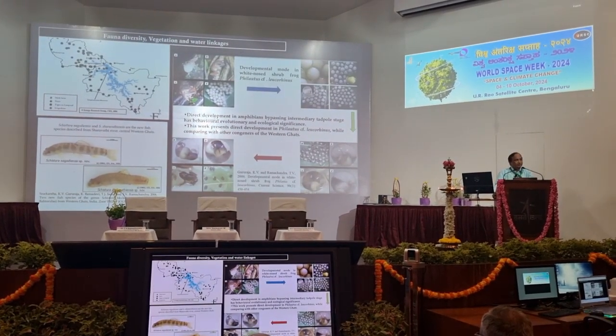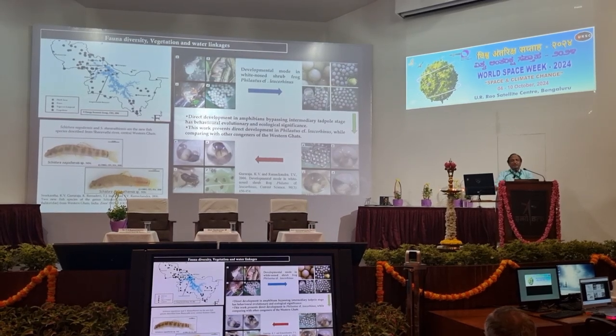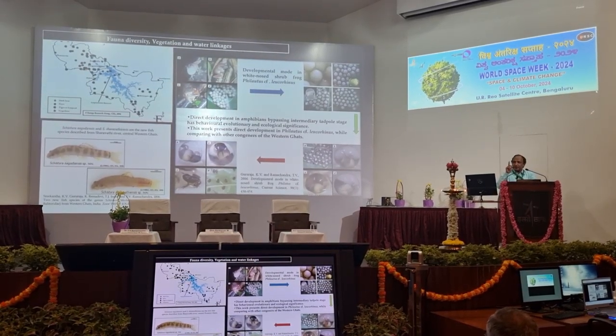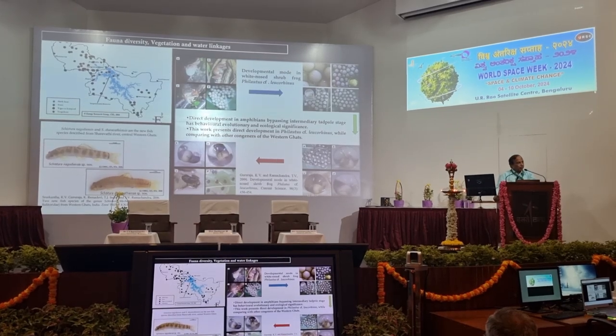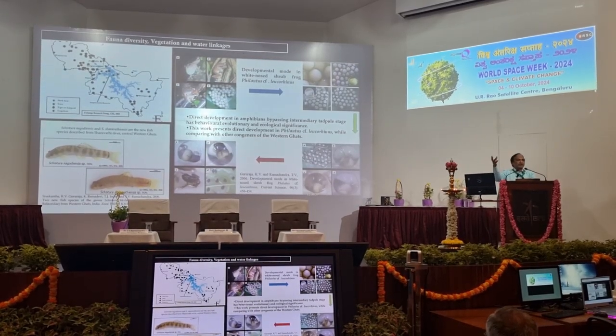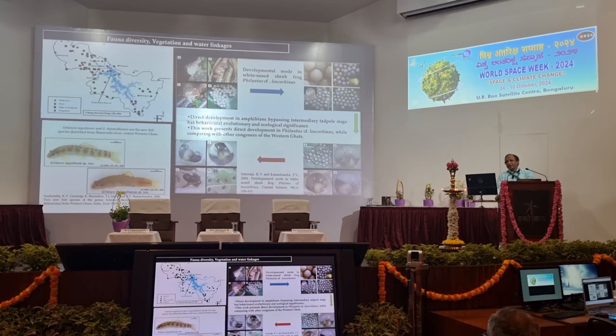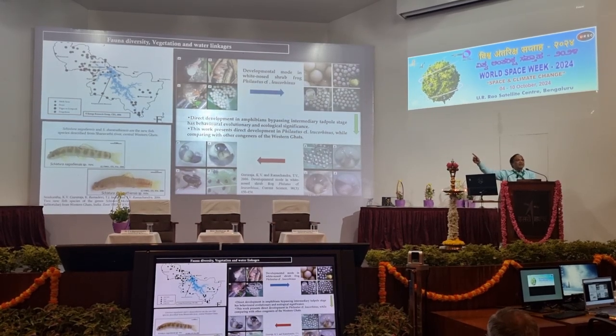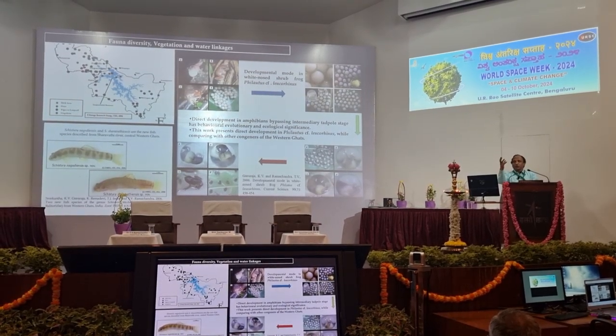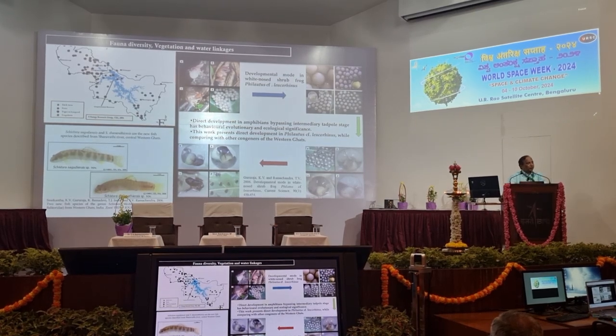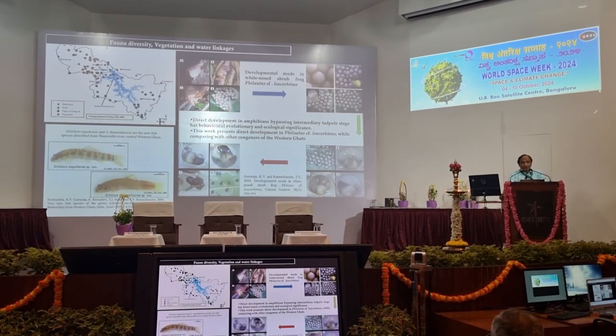Am I right? Because they have two stages in the life cycle. The first stage is the juvenile stage, which is the tadpole stage, which is in the water, like a fish-like creature. Okay? The next stage, the adult stage, is on the land. Now, if there is no water, what will happen to the tadpole? The tadpole cannot survive. In such a case, how did these animals survive?